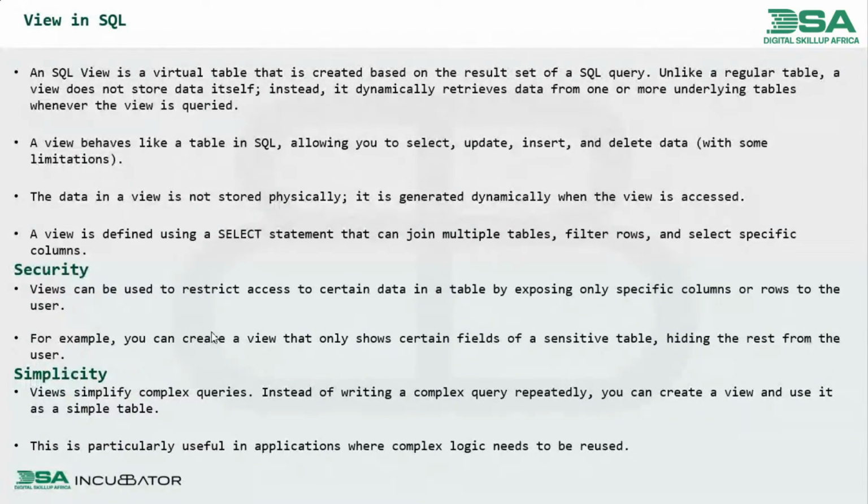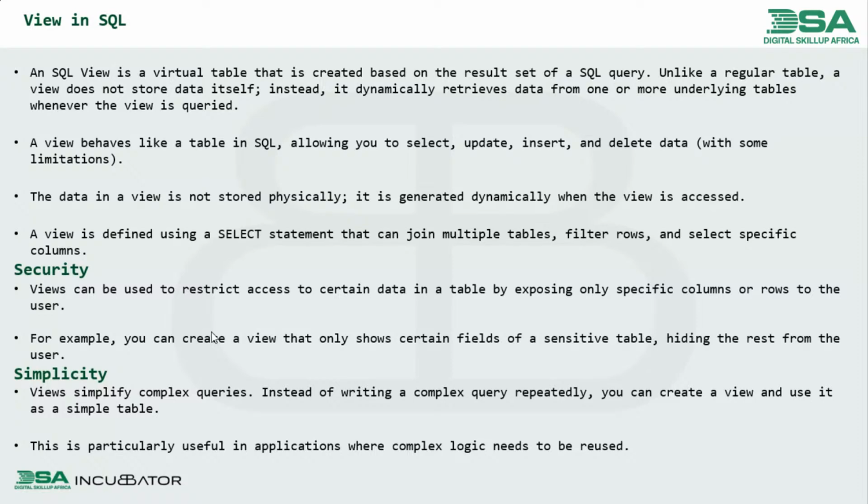So if I join three tables together to create a SQL view, and I now delete the main table, what happens to the view? The view will no longer work, right? The view will no longer work because the original table that it is referring to has been deleted. So that's what it means that, unlike a regular table, a view does not store data itself. Instead, it dynamically retrieves data from one or more underlying tables.